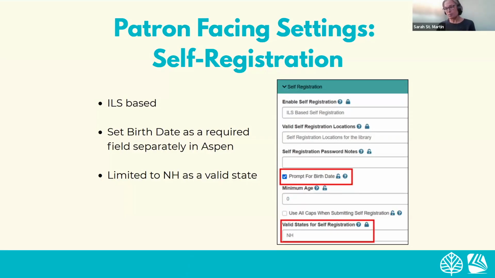One great feature in Aspen is that we can limit New Hampshire as a valid state for self-registrations. And this has helped keep down on the out-of-state online registrations that occurred that were not valid. So if someone does want to get a non-resident card from out of state, they have to come into the library first instead of just creating one online. And this just cuts down, saves staff time from having to go in monthly and delete all those registrations for patrons who were never coming into the library.